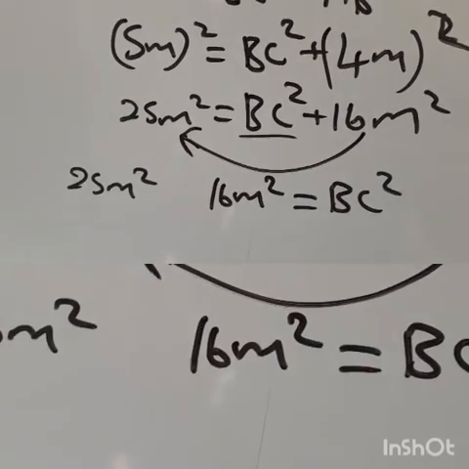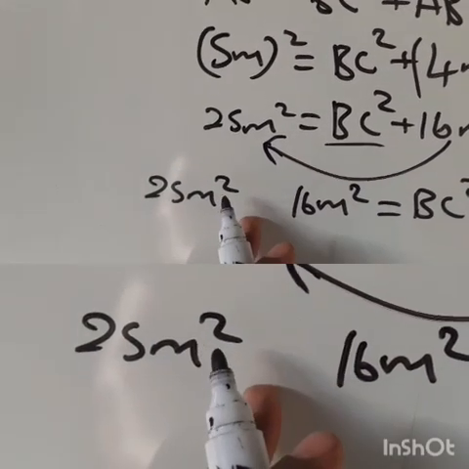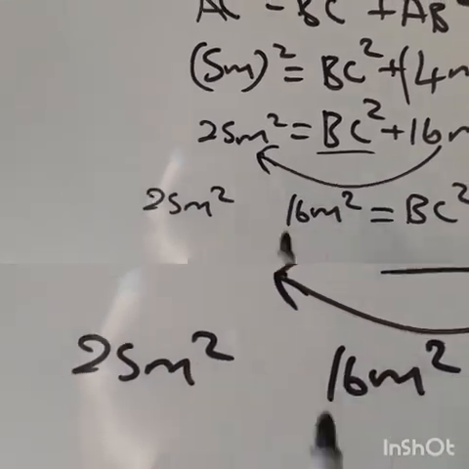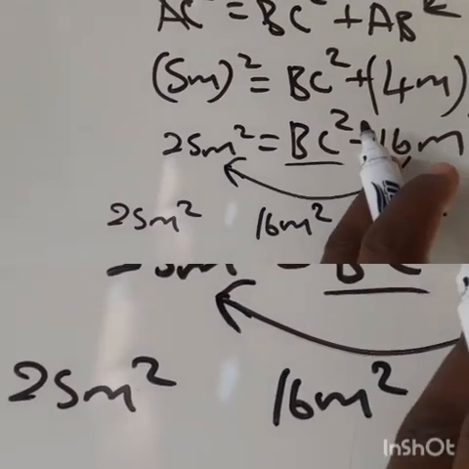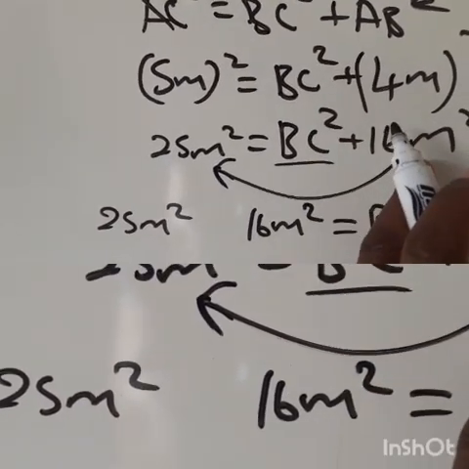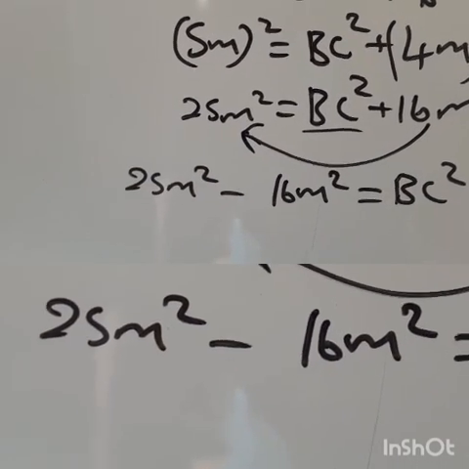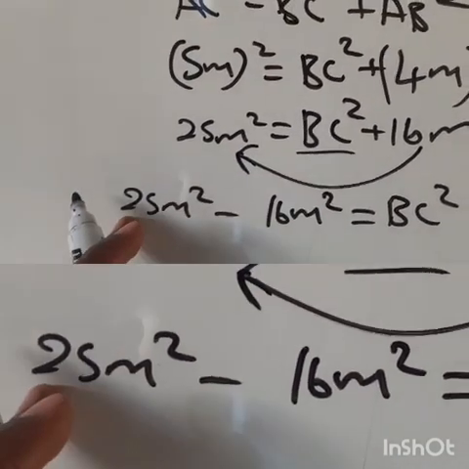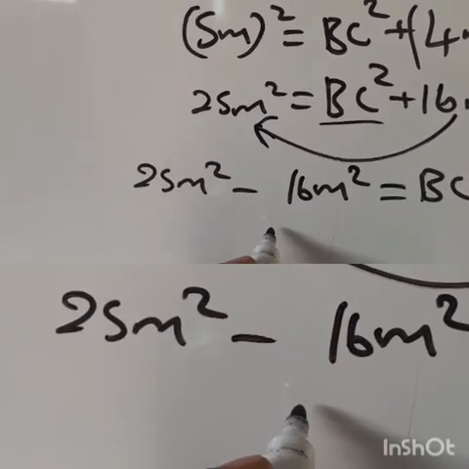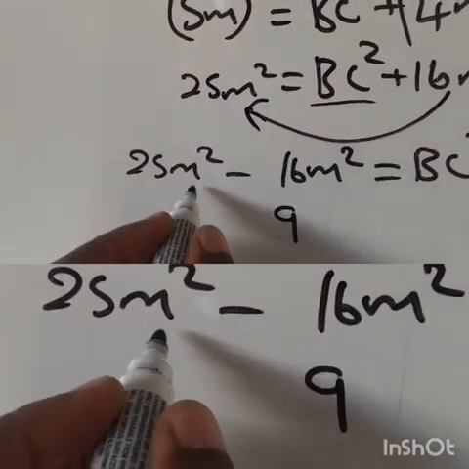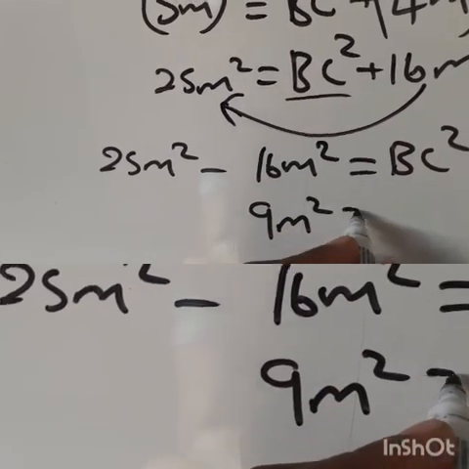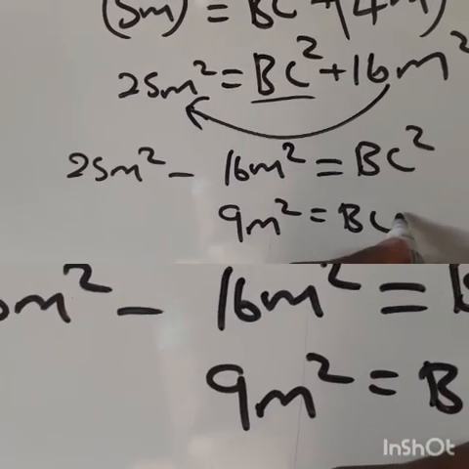I'm left with BC squared now. So there's no operation sign now. If there's no operation, we look at this one. It was on this side, it was positive. Then when it moves that side, it becomes negative. Therefore, I have 25 minus 16, which is 9 m squared, which is equal to BC squared.